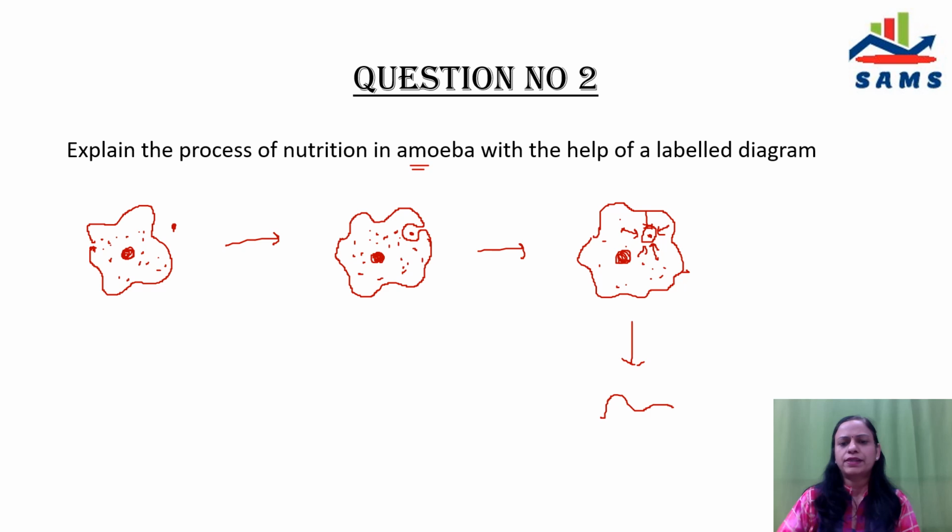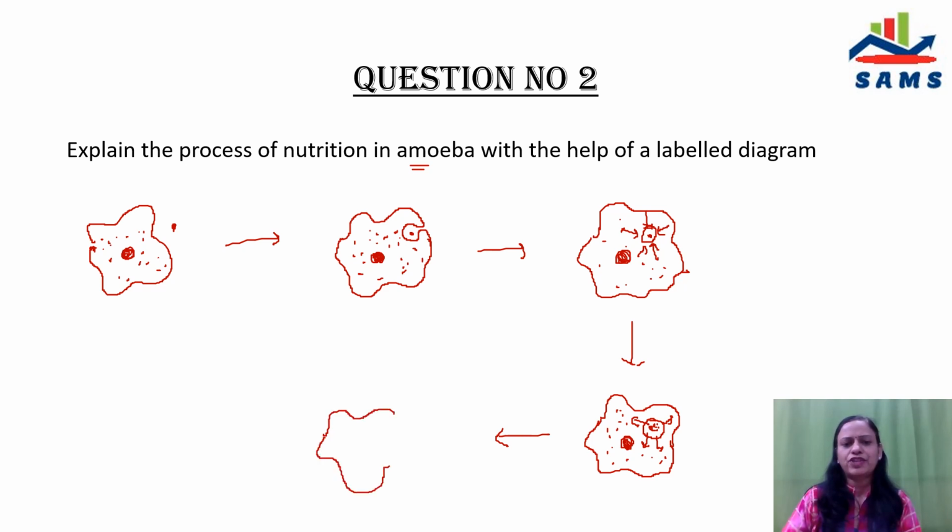So we'll be drawing a similar structure again over here, and the nucleus of the amoeba and the food vacuole. Now the particles have been digested, so we are just drawing dots. And from here the absorption occurs, so we are showing it by the outward arrows. So this is showing that yes, the food has been digested and now it is being absorbed. And finally, the absorbed food is used by the amoeba for its growth, repair and regeneration.